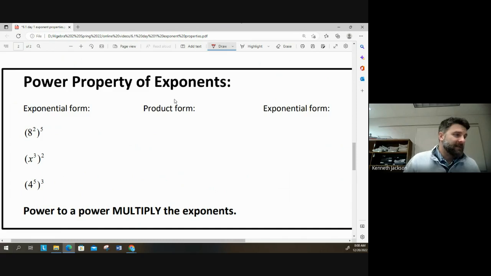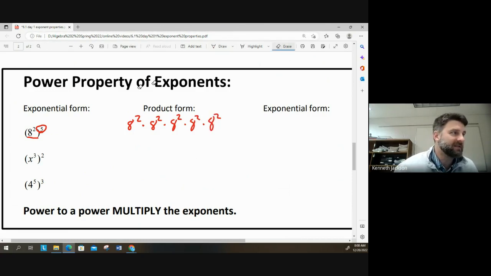The power property of exponents. And again, we're going to go back to writing it as product form. I have a power, 8 squared, raised to another power, 8 squared raised to the fifth. Well, if I were to write this out, I would have 5 8 squareds. I would have an 8 squared, and I have 5 of them, times 8 squared, times 8 squared, times 8 squared, times 8 squared. I have 5 of them. How do I know I have 5? Because that's what the exponent tells me. I have 5 8 squareds.